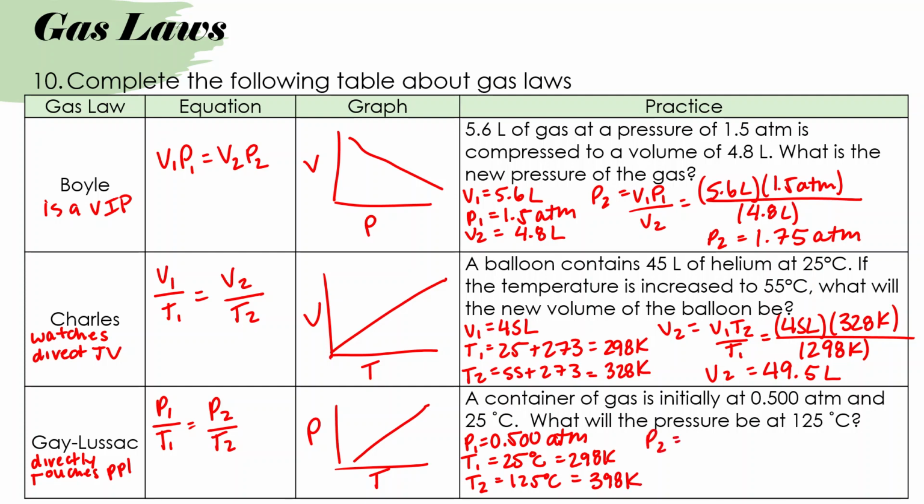So P2 would be equal to P1 T1 over T2. No, P1 T2 over T1. So I'm going to do that half atm times the temperature divided by the original temperature. So this gives me an answer for P2 of 0.67 atm.